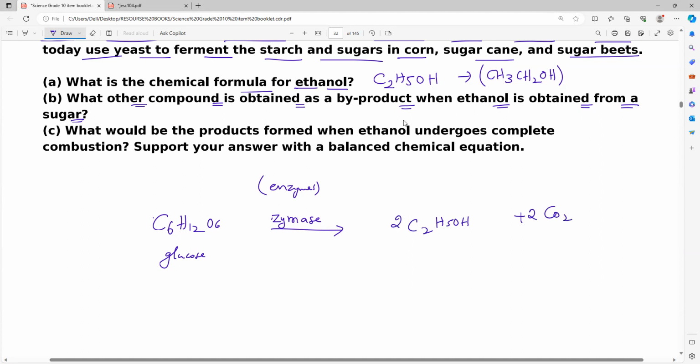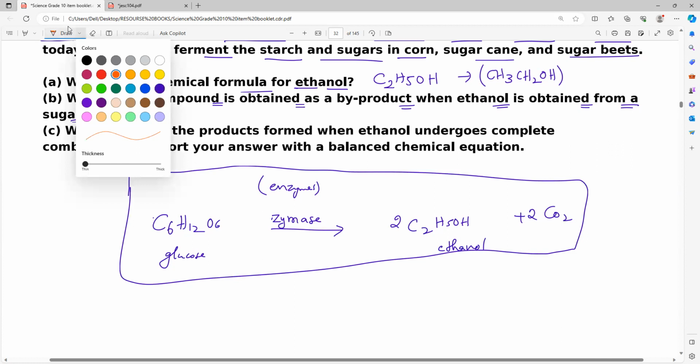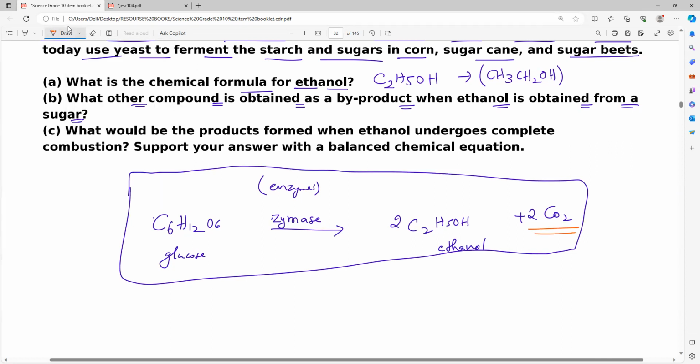So that is a chemical reaction. If you don't know, please learn. Nobody will teach this. You should learn. Clear, everybody? All of you? So this is the equation. If the sugar undergoes a chemical reaction for production of ethanol, what is the other byproduct we are getting? Everybody?